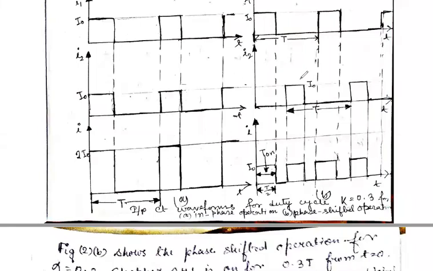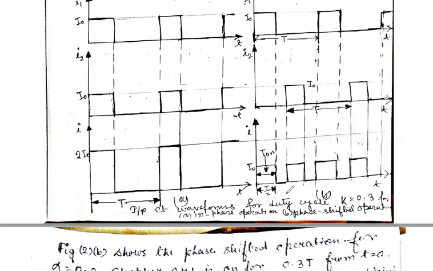From this figure, we can see that the frequency of the input current is doubled and its ripple current amplitude, that means I max minus I min, is half as compared to in-phase operation. That means in this case the frequency of operation gets doubled, as the frequency of harmonics in the input current is twice the switching frequency.